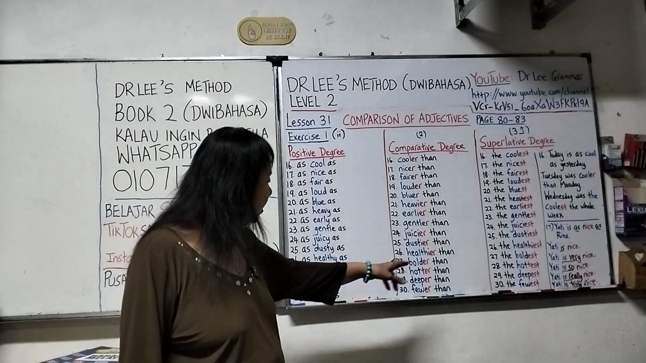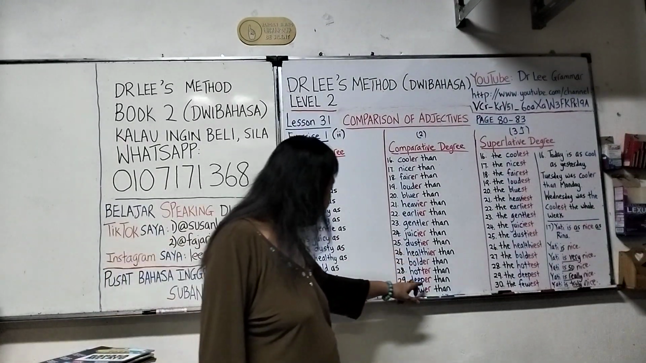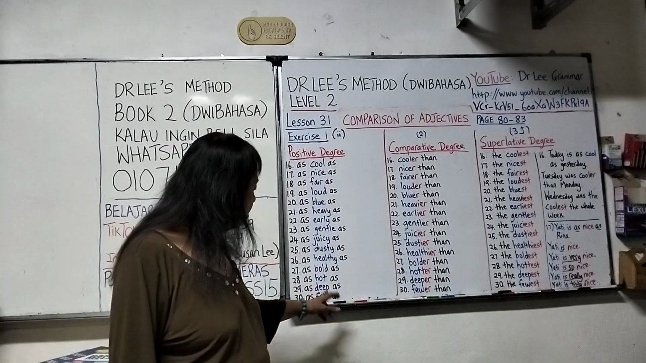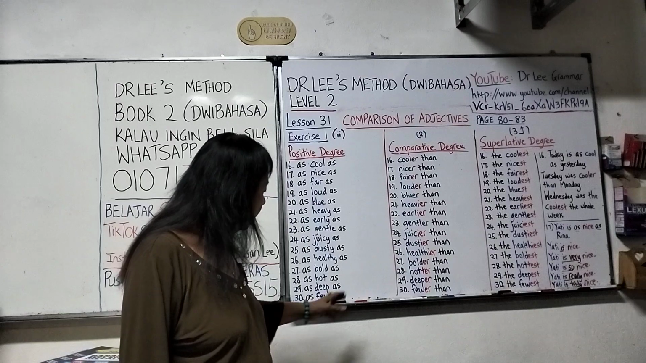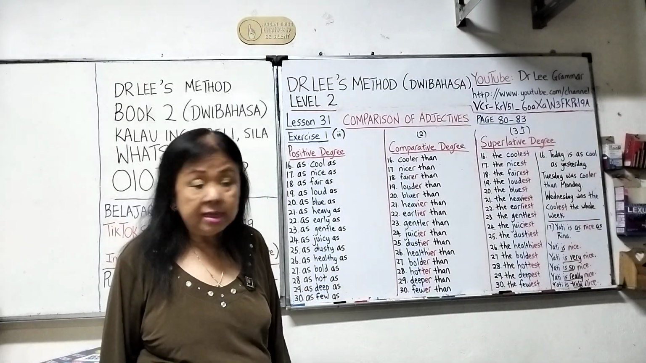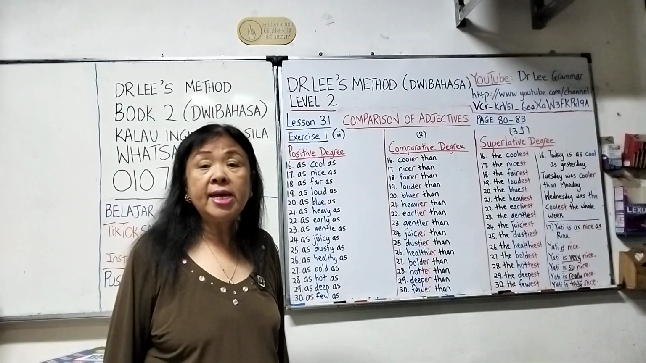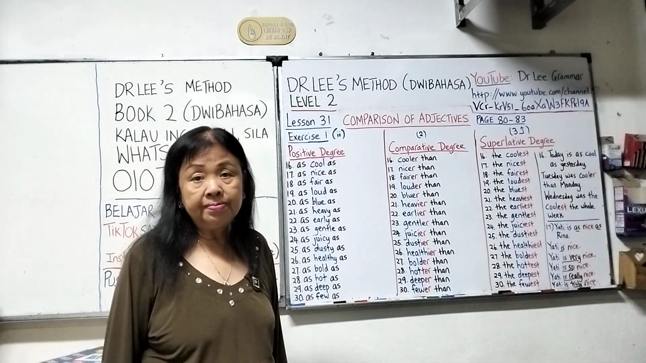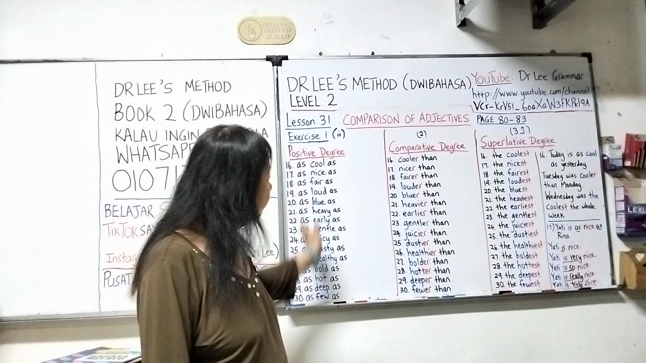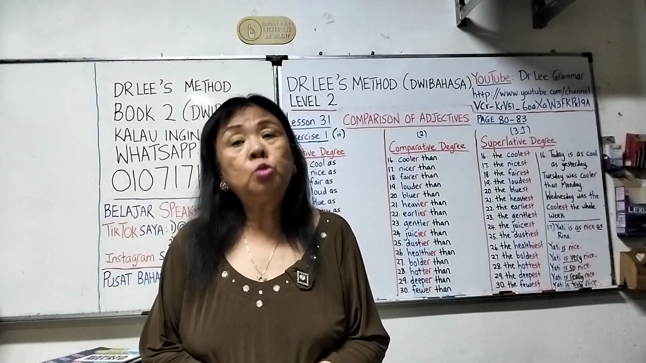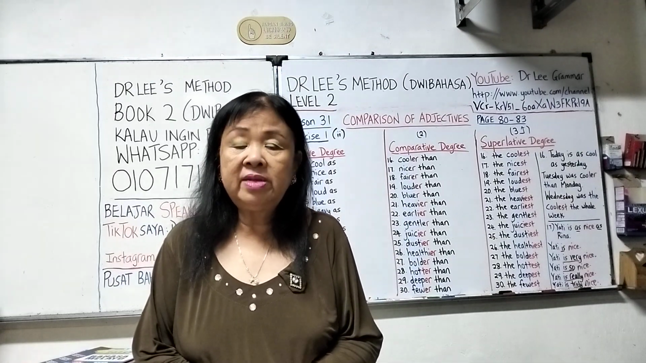As deep as, deeper than, the deepest. So again, er, you put then. e-s-t, in front you put the. As few as, fewer than, the fewest. You put er, you put est. When you put er behind, remember to put then. When you use est in front, you use the. Okay, so I have actually finished exercise 1, comparison of adjectives.